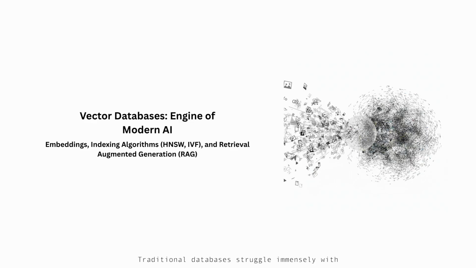Traditional databases struggle immensely with unstructured data like images, audio, or large text documents because they rely on structured fields or manual tags, creating a semantic gap. VectorDBs solve this by turning meaning into maths.